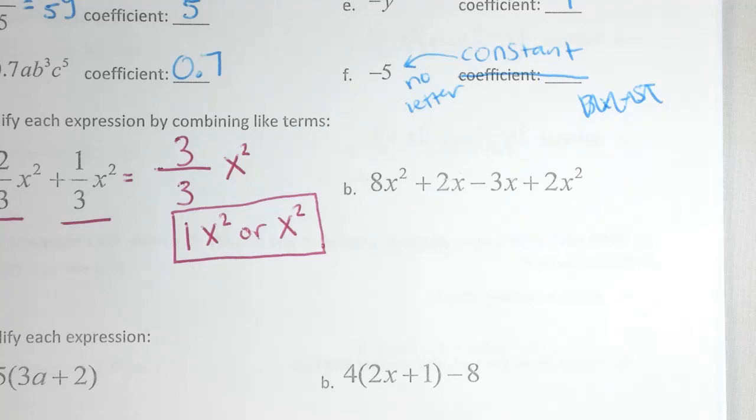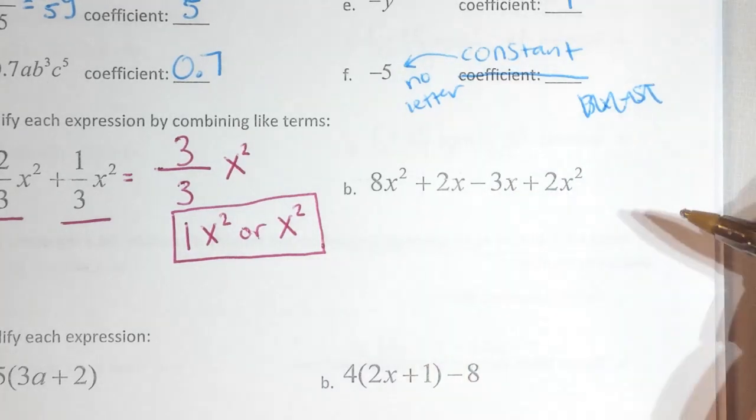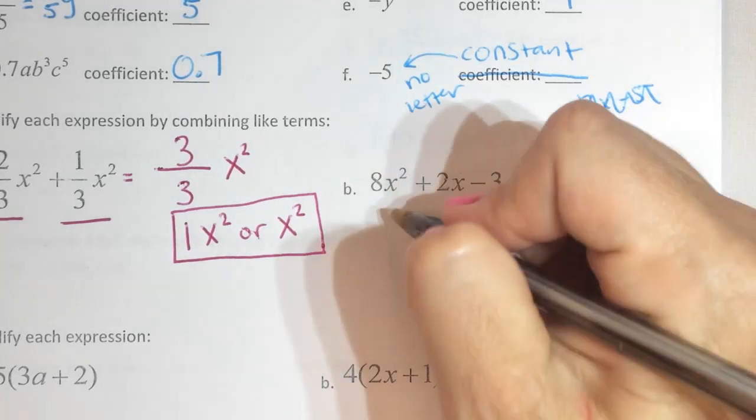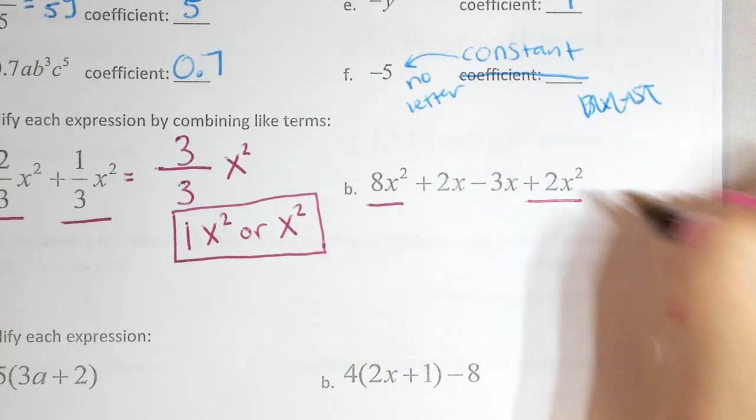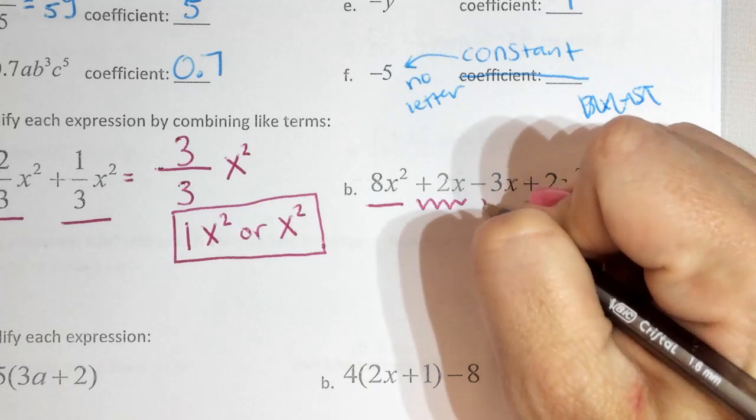Okay, so now looking at B, is everything in common? Is everything a like term? No. Whose phone is that? I'm judging y'all. Just kidding, kind of. Okay, what are my like terms here? The x squared. Yeah, we have the 8x squared plus 2x squared. And then we have the 2x minus 3x.